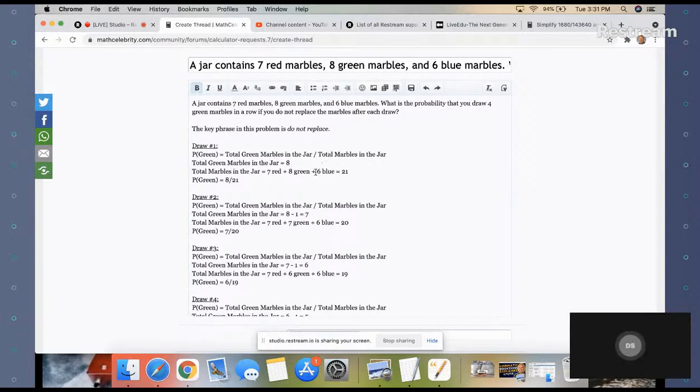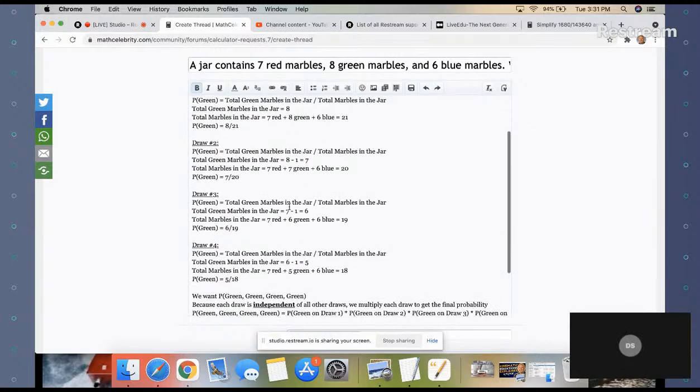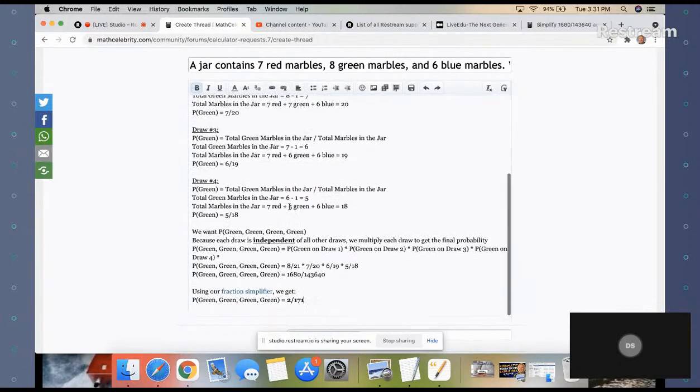If they are being replaced, it's almost like you're starting over with a fresh jar or basket or bucket each time. And then the other key is each draw is independent. And what that means is you just multiply the individual results together to get the final result, which we got here.